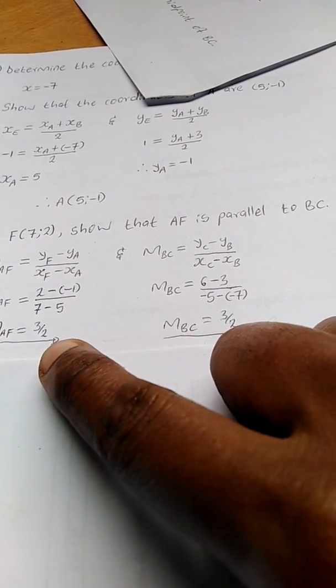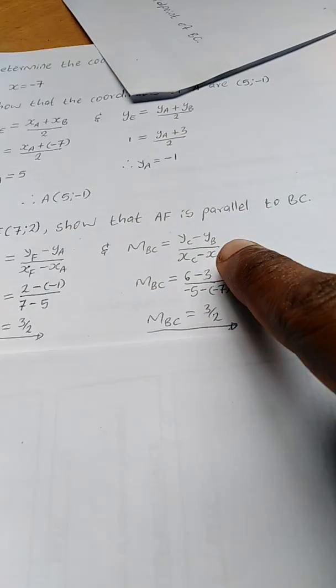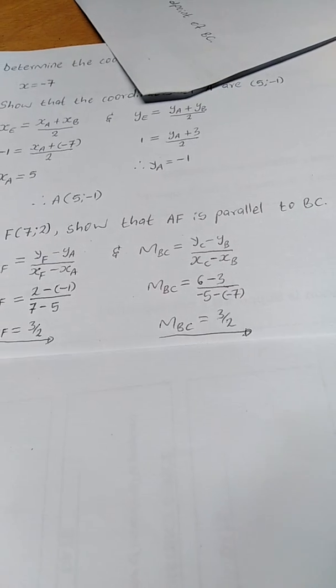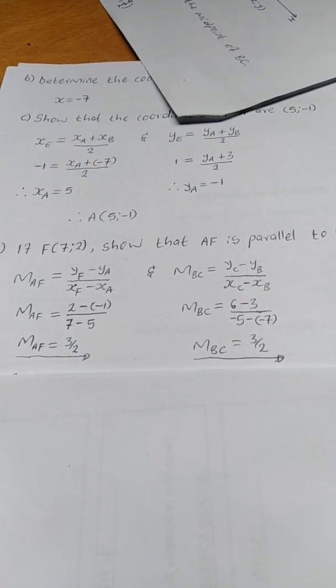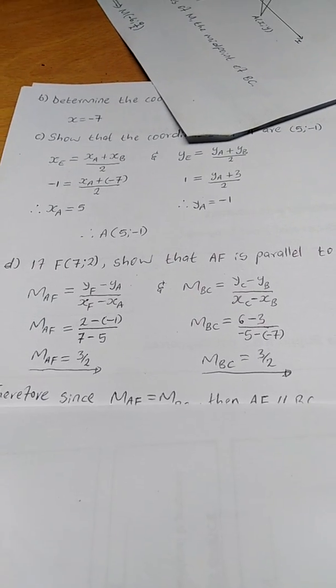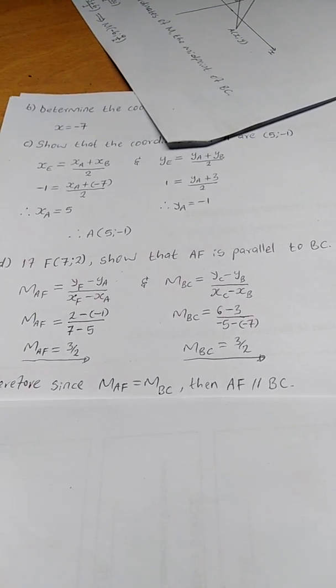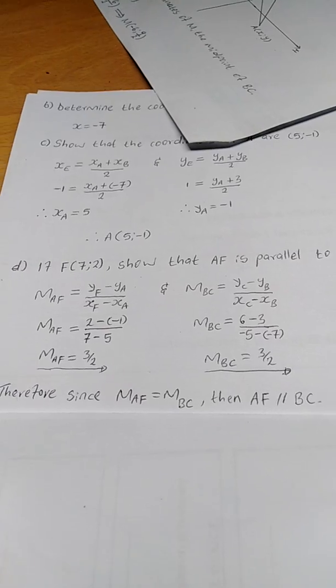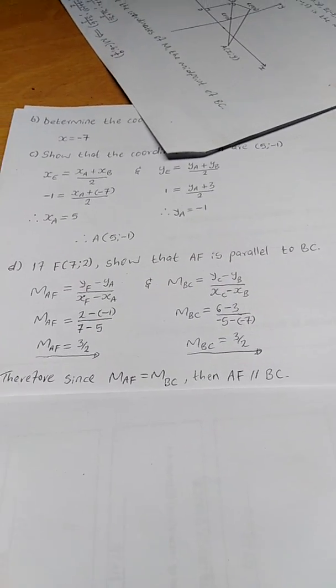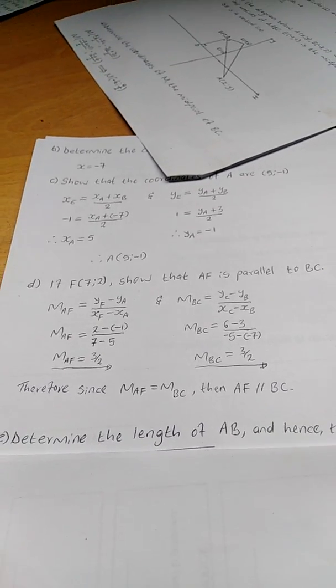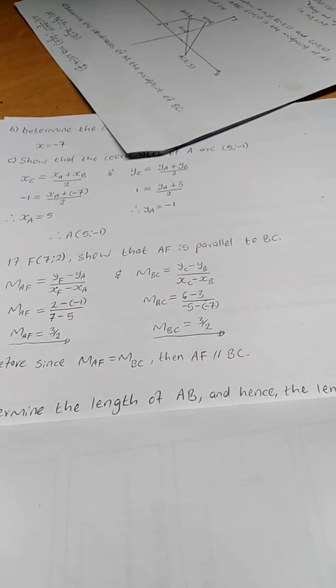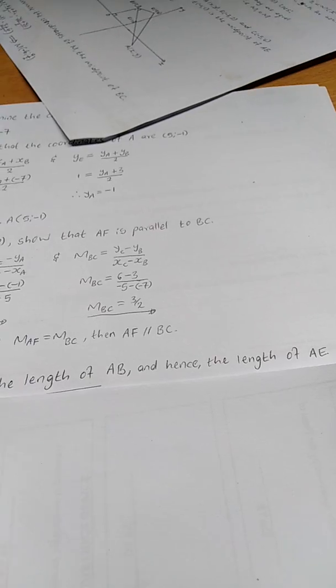7 minus 5, it's 2, so the gradient is 3 over 2. You do the same thing for this one. Do your correct substitution, you arrive at 3 over 2. So clearly you can see the gradient of AF is 3 over 2 and that of BC is 3 over 2, then since their gradients are the same, AF is parallel to BC. That's how you conclude. For E, it says here, determine the length of AB and hence the length of AE.